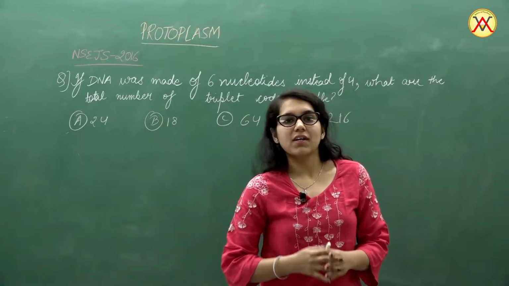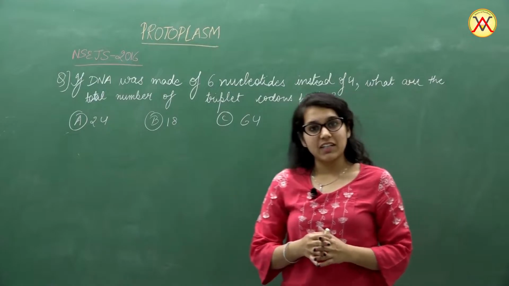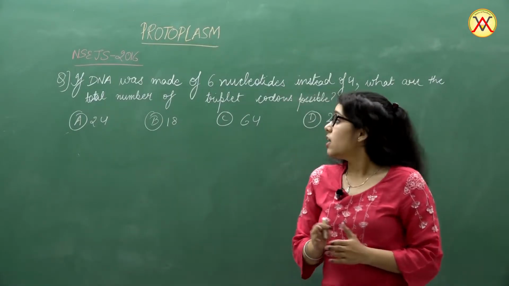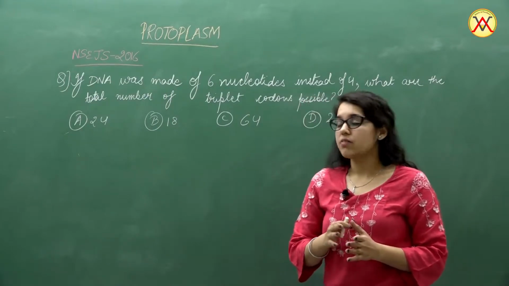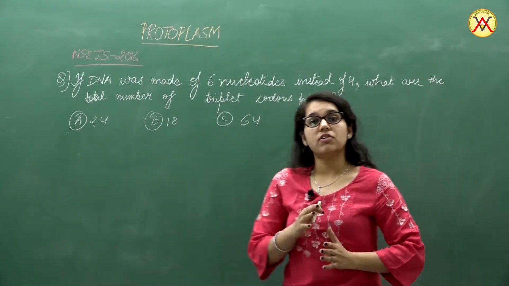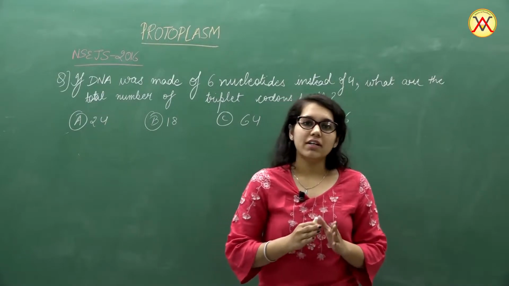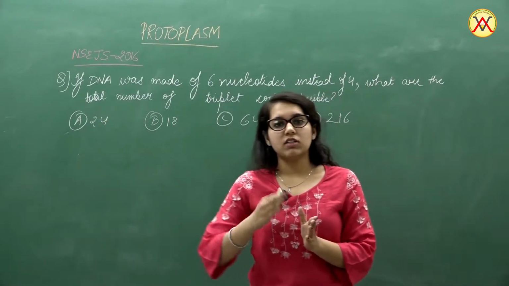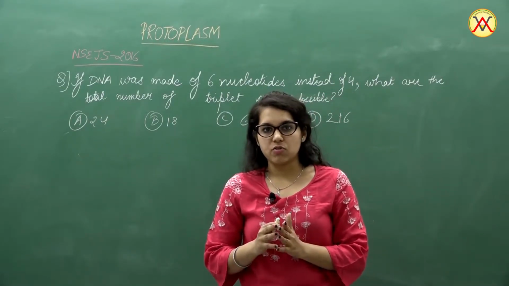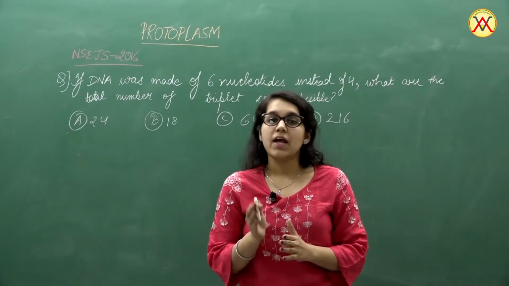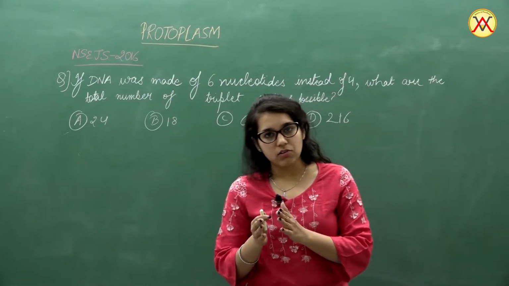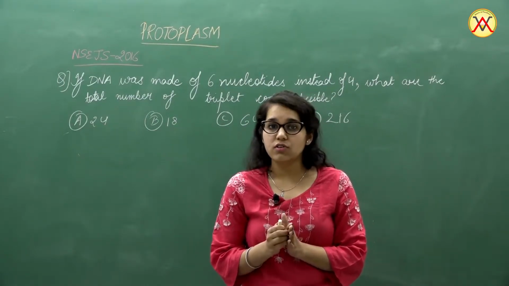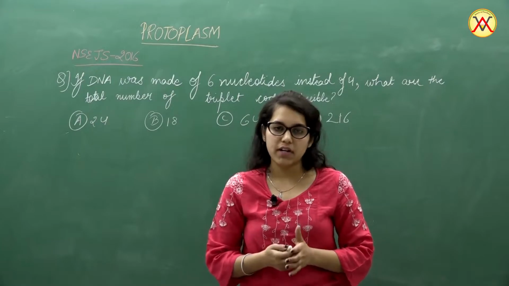Now the question from the year IJSO 2016 related to protoplasm is, if the DNA was made up of 6 nucleotides instead of the 4, then what will be the total number of triplet codons possible? We have already studied that the mRNA sequence consists of 4 nucleotides or nitrogen bases, that is AUGC. And with that we were saying that to make a triplet codon, around 64 codons will be possible to code for 20 amino acids.